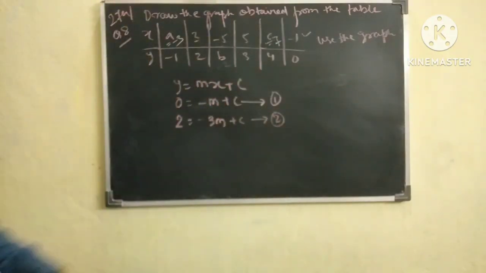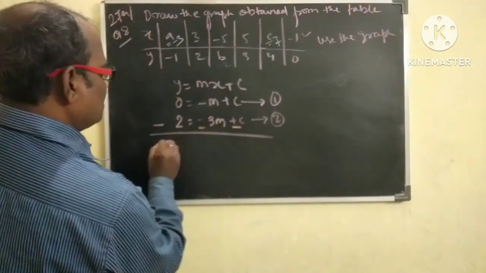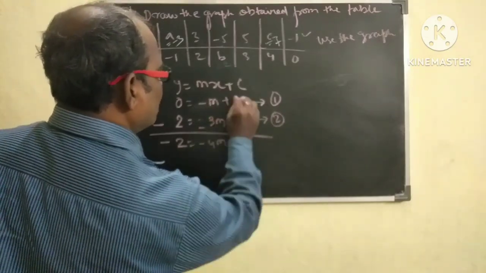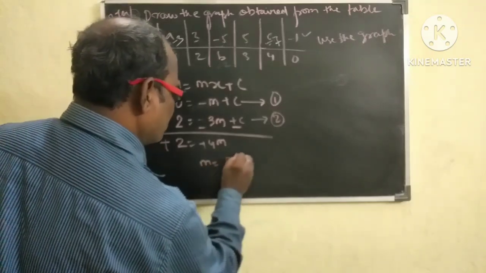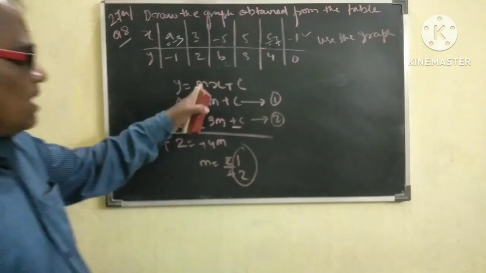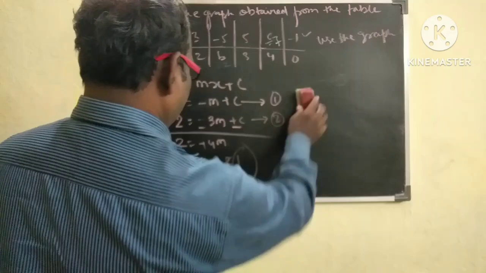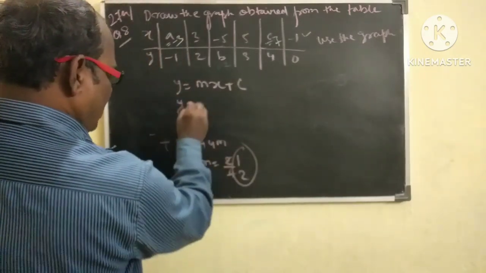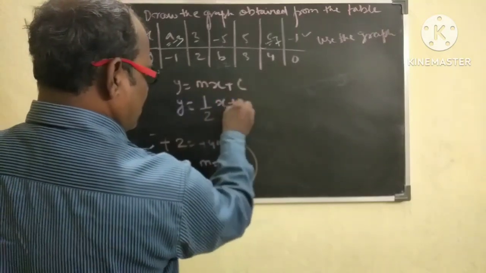So from these two equations, on subtracting, we get -2 equals -4m, m equals 2 by 4. So from here we get m equals 1 by 2. So we can write here m equals 1 by 2. So our equation becomes y equals, instead of m, half x plus c.